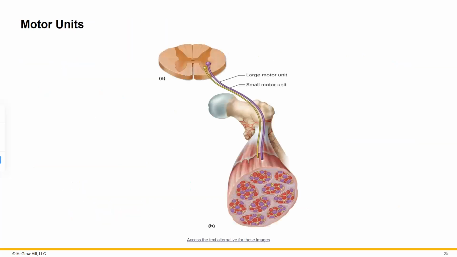So here you can see the motor unit consists of the nerve that supplies the muscle and all of the muscle fibers that are involved in that contraction.